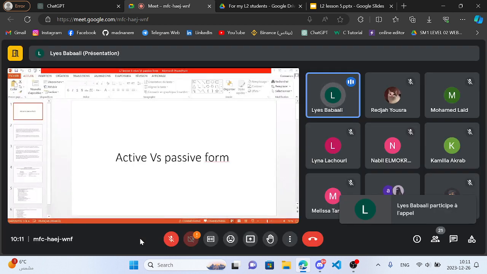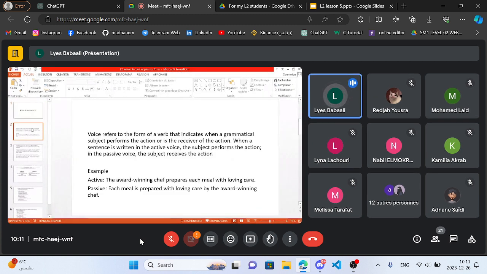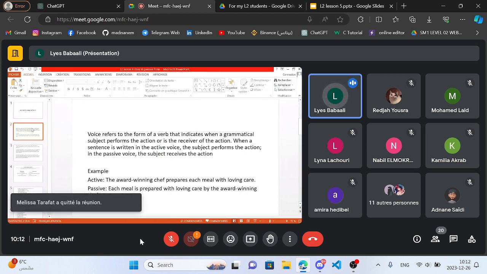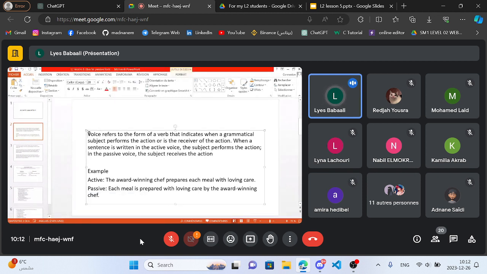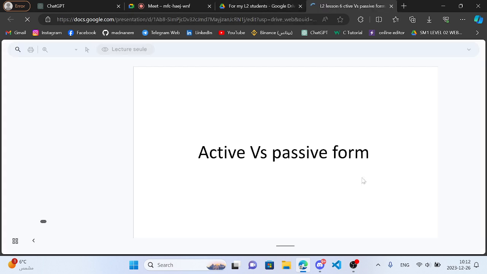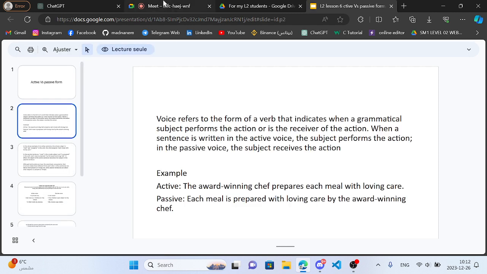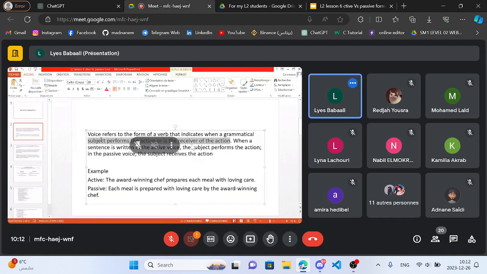So, the active versus passive form lesson. Let's just read it together without further delay. This lesson is all about the active versus passive voice. The voice refers to the form of a verb that indicates whether a grammatical subject performs the action or is the receiver of the action. So this is kind of the key of the whole lesson.